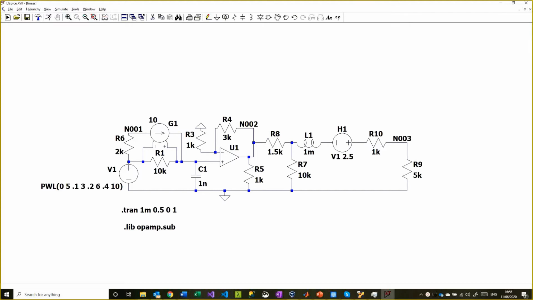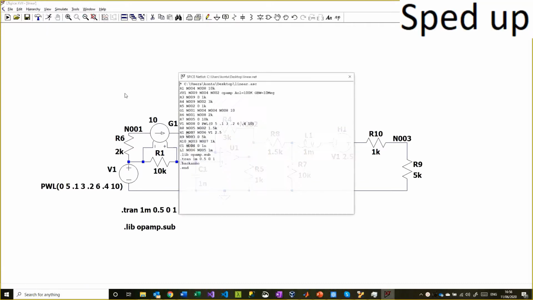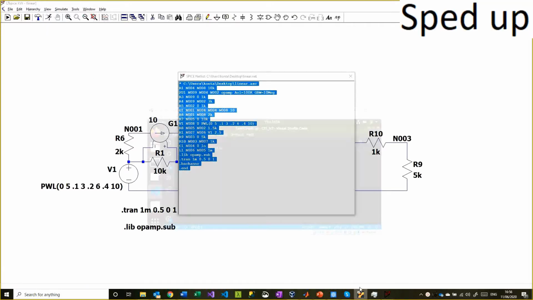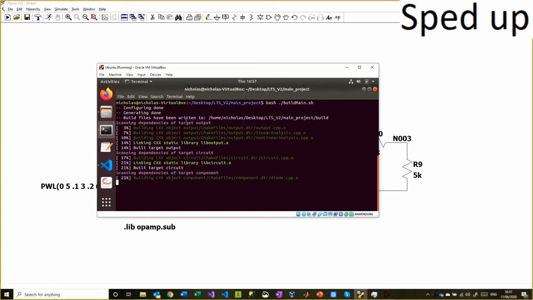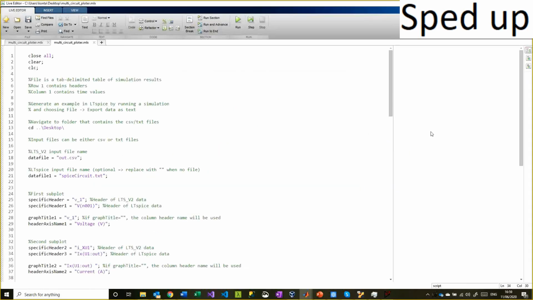For our demonstration, we chose to simulate a circuit with all types of linear components: normal and dependent sources, resistors, energy storing devices, and ideal op-amps. Here we demonstrate them all working together. We can directly take the SPICE file from LTSpice and input it into LTS v2, removing extra commands like backano and lib, and simulate it.